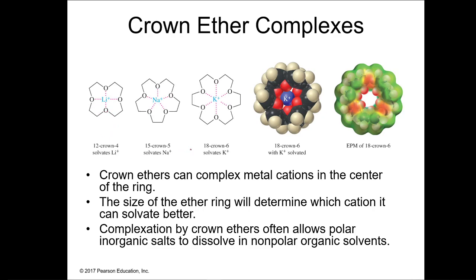12 crown 4, 15 crown 5, 18 crown 6 is basically saying that there's 18 carbons arranged in a crown with 6 oxygens. And so 2 carbons between each oxygen. And these are very, very good at solvating positively charged cations. So with crown ethers, you can dissolve polar inorganic salts in nonpolar organic solvents. So you might need to dissolve a metal salt into a nonpolar complex or solvent, which normally you can't do, but crown ethers will allow you to do.